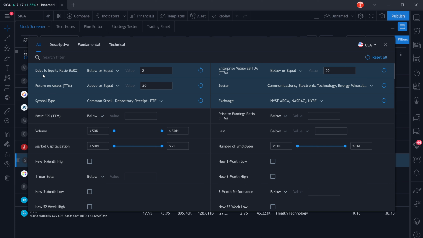There's two more filters that we're going to be looking at. The next one is the debt to equity ratio. We want this to be below or equal to 2. The reason is that we prefer companies that actually fund their operations by funds that they completely own rather than debt. The next one is return on assets. We want it to be above or equal to 30. And that means basically what kind of return a company can make from the assets that they own. So we want it to be at least 30 or above.